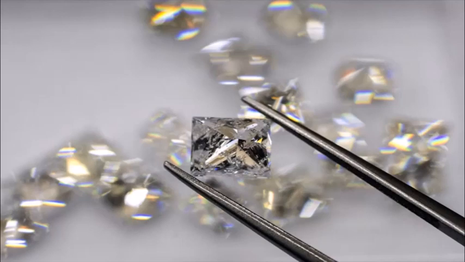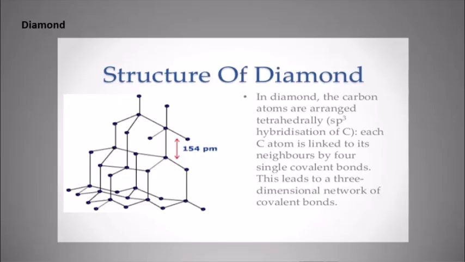Now let us take the first example, that is diamond. Diamonds are found in India, in Karnataka and Madhya Pradesh, and they are also found in Africa, Brazil, Russia and America. Let us talk about the structure of diamond.